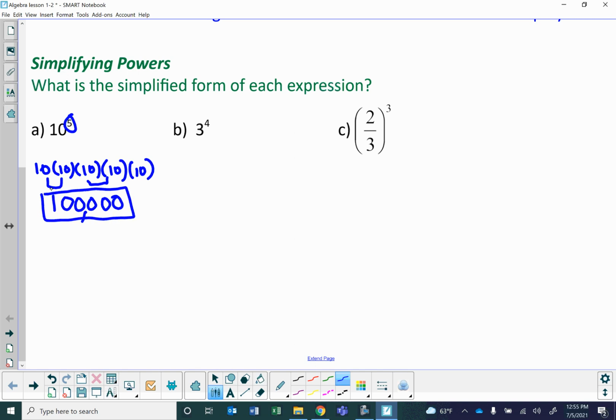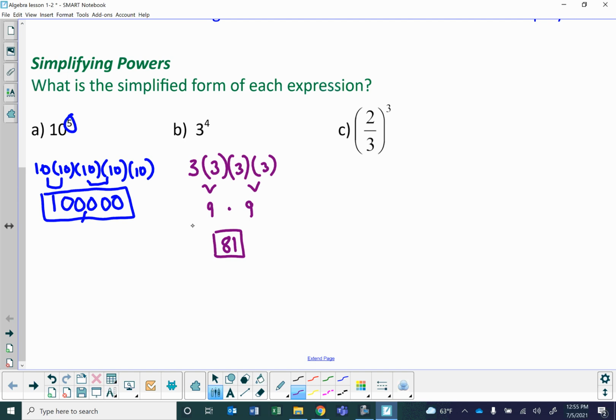3 to the 4th means 3 times 3 times 3 times 3. Well, 3 times 3 is 9, and 3 times 3 is 9, and 9 times 9 is 81. So 3 to the 4th is 81.